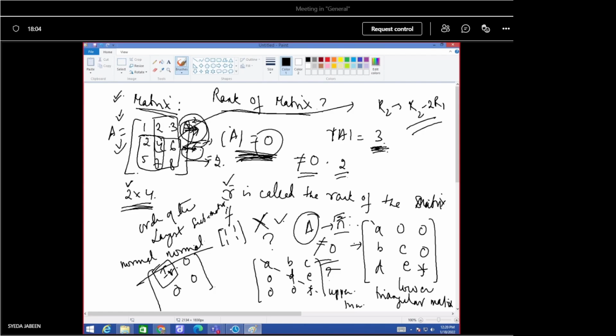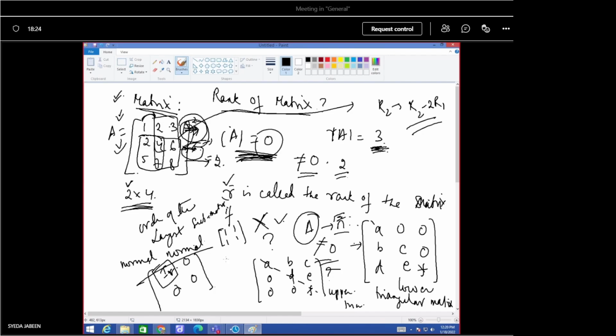Or you can bring this side, all the elements, but it should be done to all the elements of the column, not only one element. Okay, that will not be called a row transformation. If you do the transformation, it should be with all the elements of that particular row or column. So if you do the column transformation, then this will come this side, this will come this side, or you do any multiplication and whatever you want.